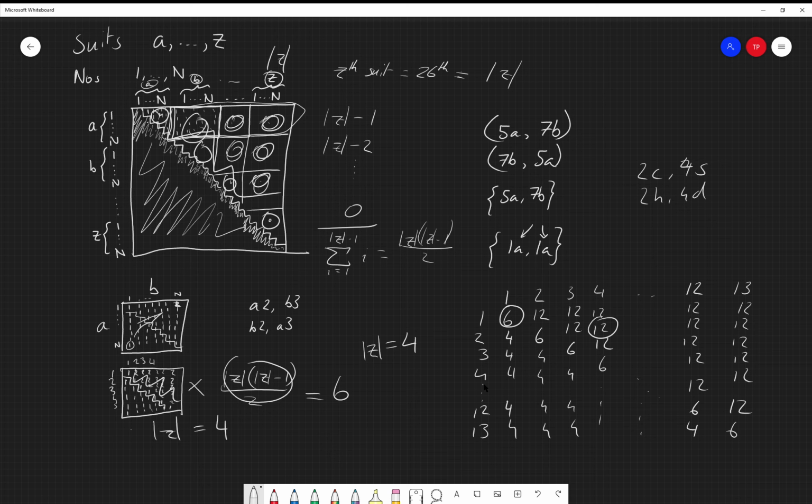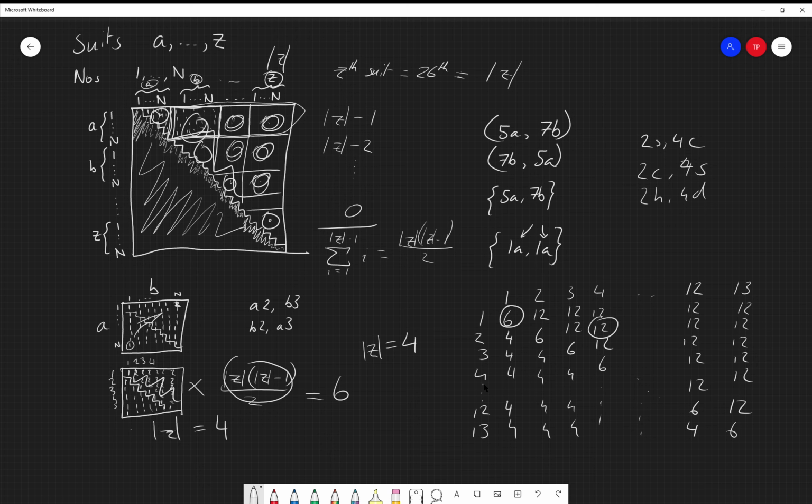And also, in these 12 possibilities, we've counted 2 clubs, 4 spades as being different from 2 spades and 4 of clubs. Because in terms of the number of ways you can get it, it does actually add up to be necessary to do that.